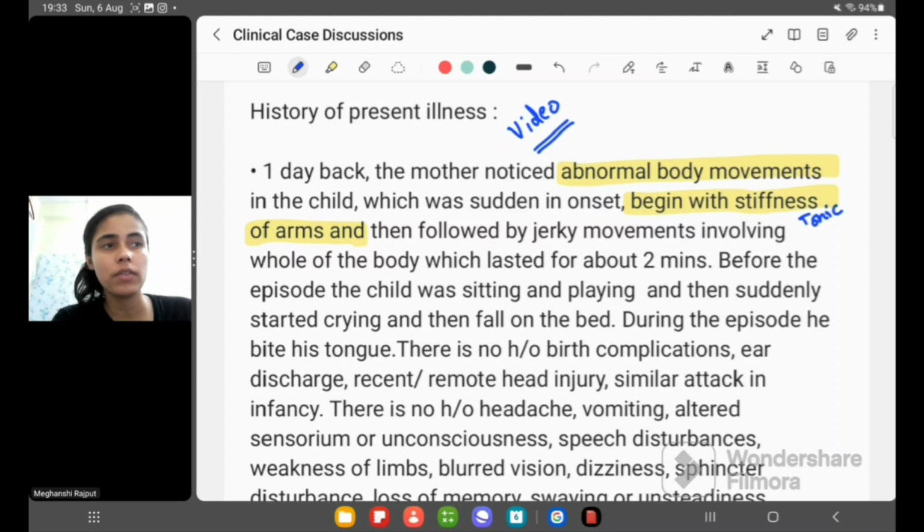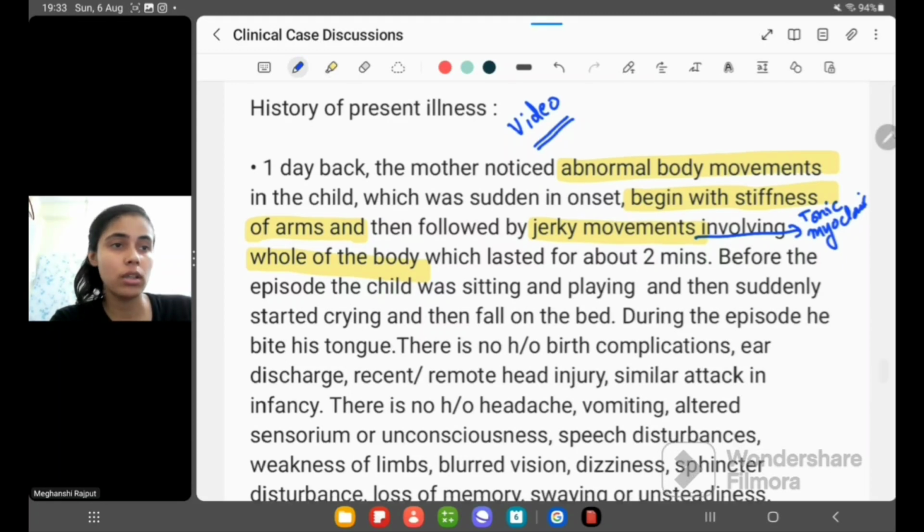First the child has stiffness, so the tone is increased, so it is a tonic, followed by a jerky movement. The jerky movement points towards a myoclonic component also. So there is some tone and some myocloniness, and it is not limited to one part of the body, it involves the whole body, and it is lasting. Are there any periods of unconsciousness or not, to label it as an epileptic episode or not? I have to mention that also.